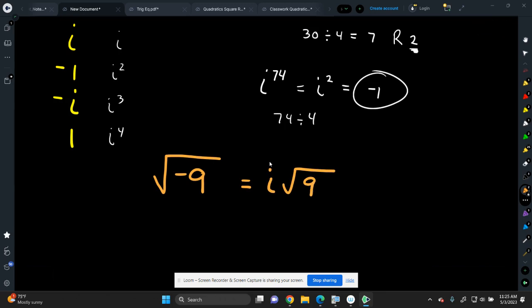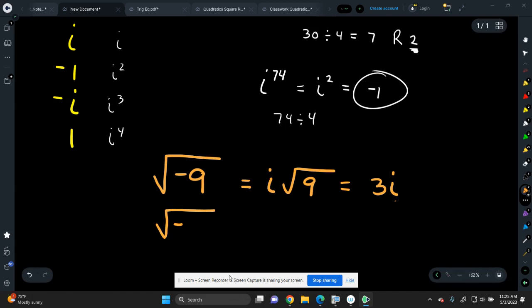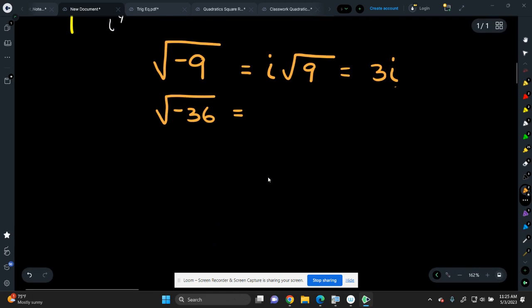Now, what's the square root of 9? 3. So this equals 3i. We always write the I at the end. The square root of negative 36. What do you think that'll equal? Shoot the I out. And now we take the square root of 36, which is 6. So we have 6i.